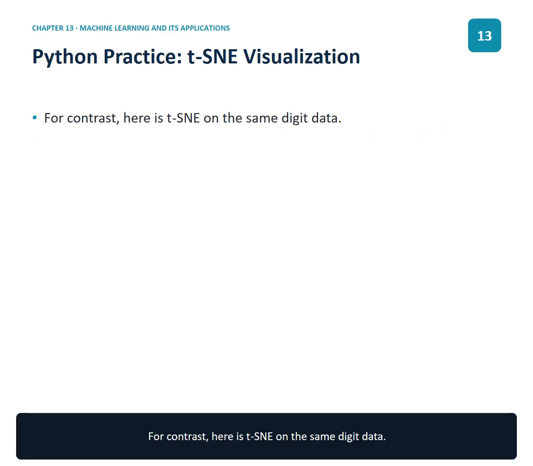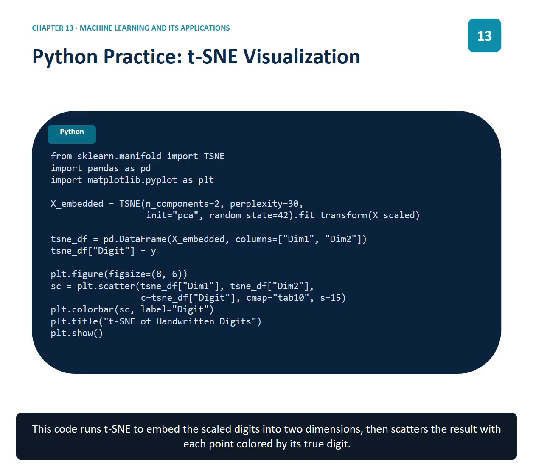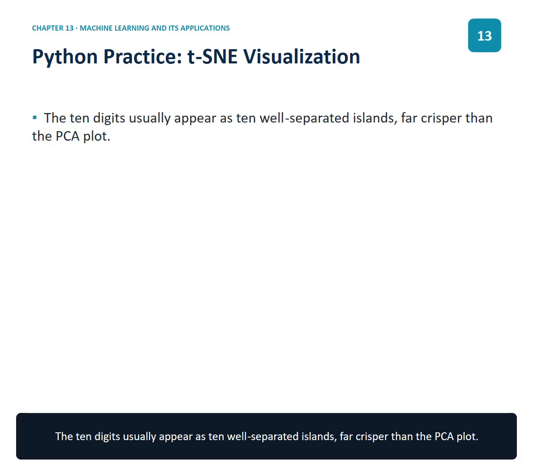For contrast, here is t-SNE on the same digit data. This code runs t-SNE to embed the scaled digits into two dimensions, then scatters the result with each point colored by its true digit. The 10 digits usually appear as 10 well-separated islands, far crisper than the PCA plot.